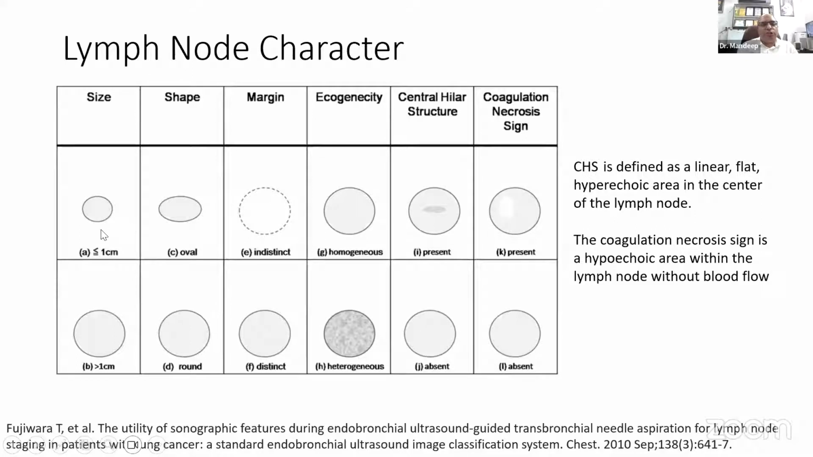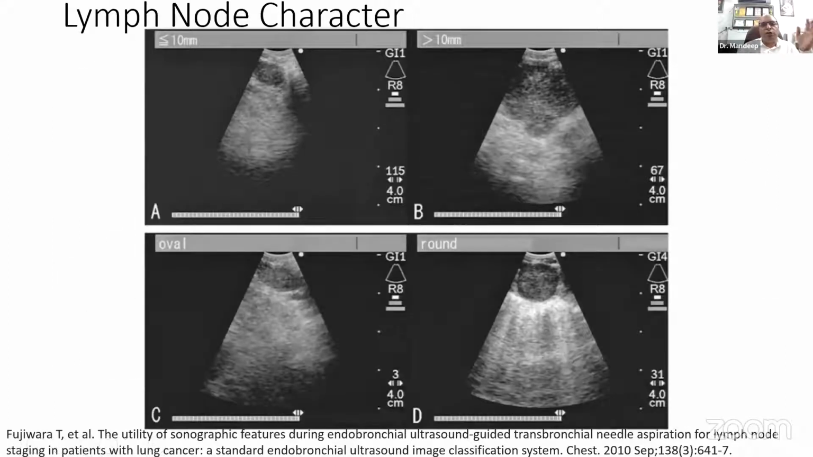First, the size: whether it is less than 1 centimeter or more than 1 centimeter. The shape of the lymph node: whether it is oval or round. Margins: whether they are distinct or indistinct. Then echogenicity: whether it is a homogeneous or heterogeneous lymph node. Then whether the central hilar structures are present in the lymph node or absent. The coagulation necrosis sign is also an important sign: an area of hypoechoic region within the lymph node without blood supply. So these are the ultrasonic views.